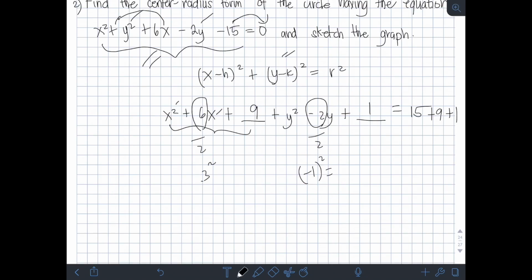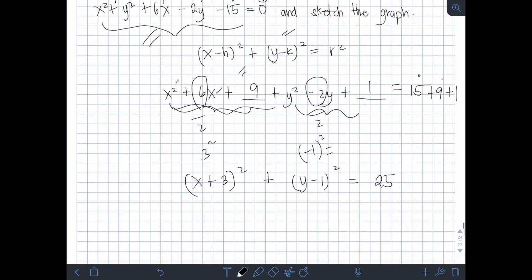It is now factorable as a square of a binomial, right? It can be factored as (x + 3)², because if you expand it using the shortcut for the square of a binomial, you get this trinomial. Likewise, factoring this perfect square trinomial, we have (y − 1)². Equals, 15 + 9 + 1, simplified, we have 25.